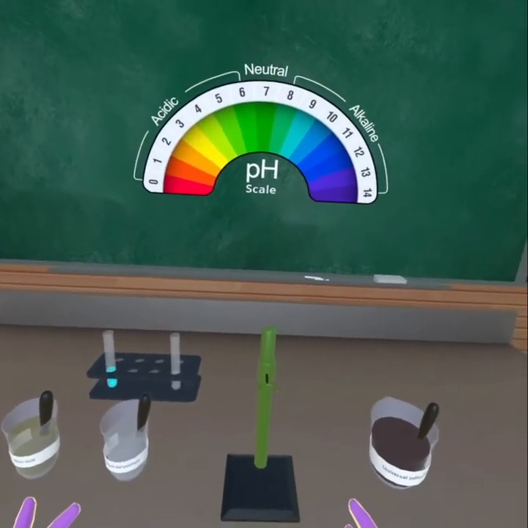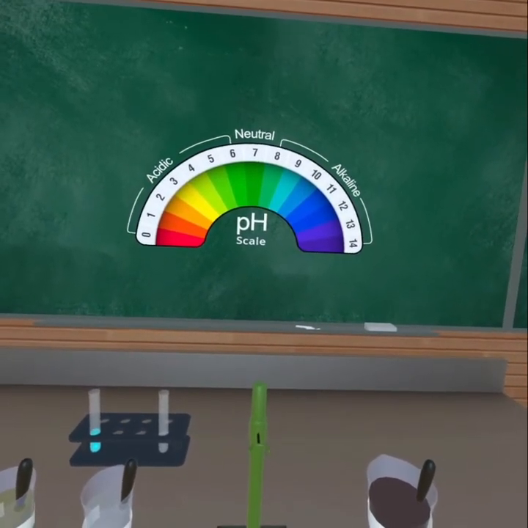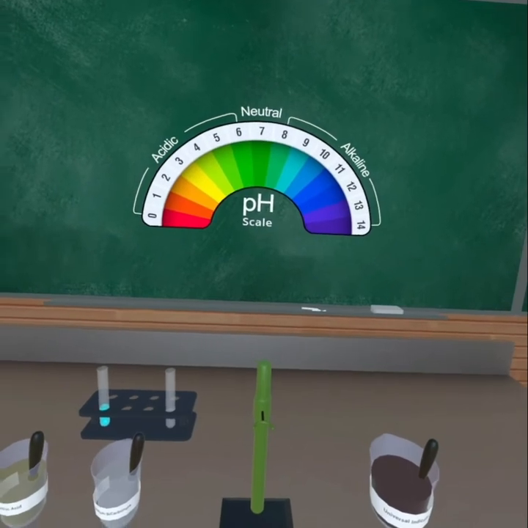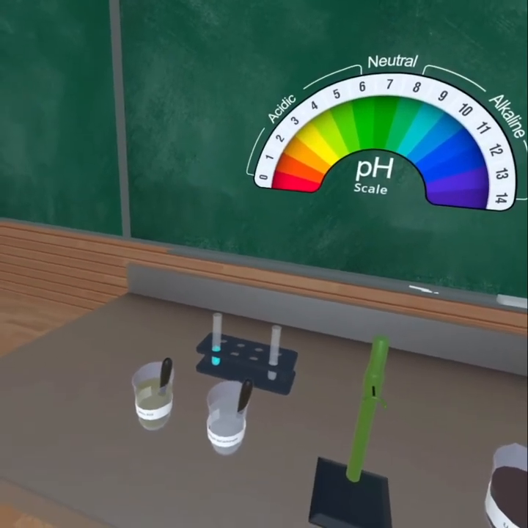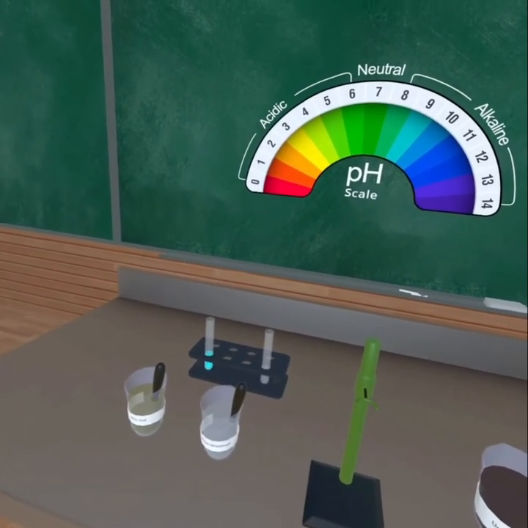Great work! As you can see, the color of the mixture is now changed to light blue. Based on the experiment you carried out today, please answer the following questions.